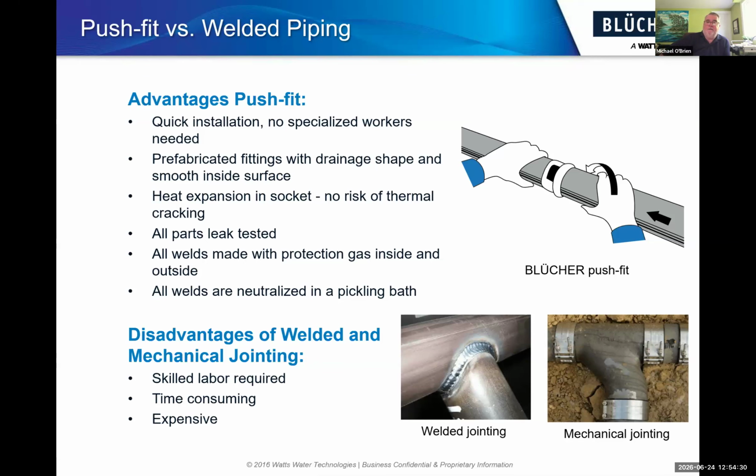And then all of our joints get pickled and passivated in a pickling bath. And again, that's something that would need to be done if you're on-site welding. You can use a paste. It's easy to reach the weld on the outside, but it's almost impossible to get to the inside to put that pickling paste on. So the weld becomes a future failure point when it's welded on site. And then, of course, you could do mechanical jointing like with a cast iron system, but that's extremely time consuming and expensive.